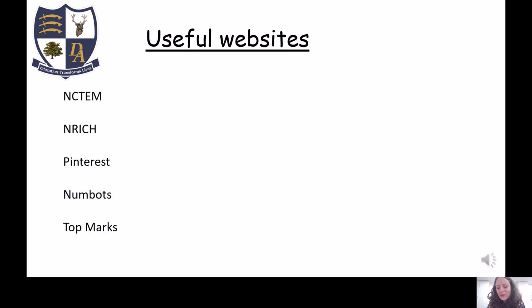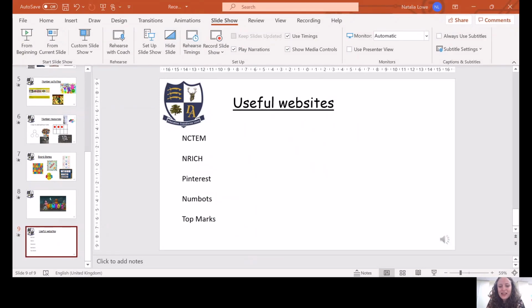I really hope this is helpful. I have also added onto this Tapestry observation a sheet of more information about maths mastery and maths in early years. If you have any questions, please let us know, and we'll try and answer your questions as best as possible. But I hope this has been useful, and thank you very much for listening.